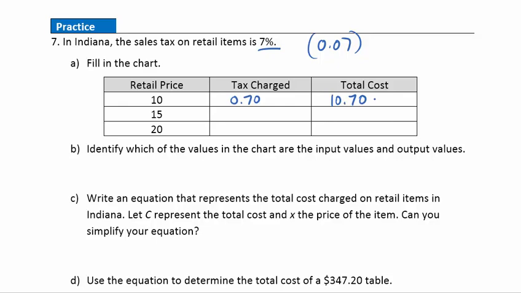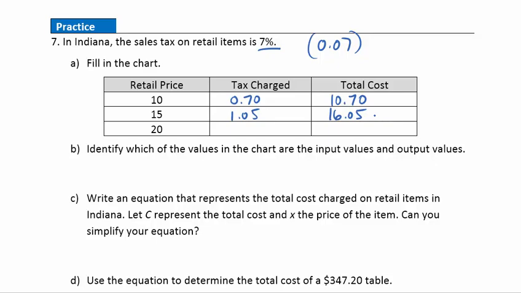All right, question 2. $15 times 0.07, and that's going to give us $1.05. So to get the total cost, I'm going to take that $1.05 and add it to 15 to get a total price then of $16.05.